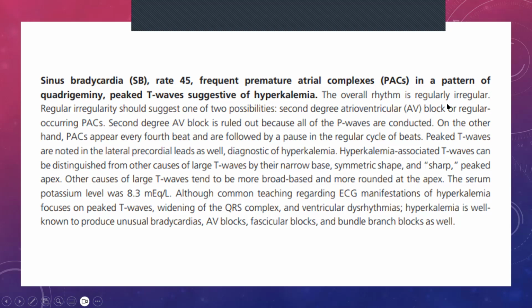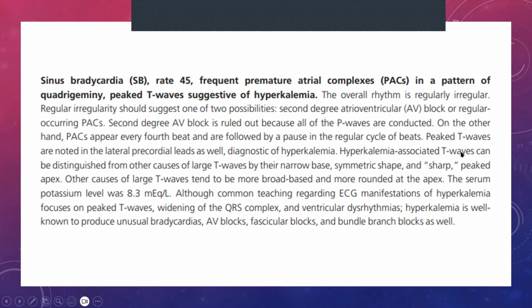All right. So as we said, we have a regularly irregular rhythm. It could be a second degree AV block. But with AV blocks, which we'll get to a bit later on, you normally have a missed QRS complex, which we don't have in this case. And the premature atrial complexes are not something I would like you to worry about right now, but they are one of the things that are associated with hyperkalemia, right?